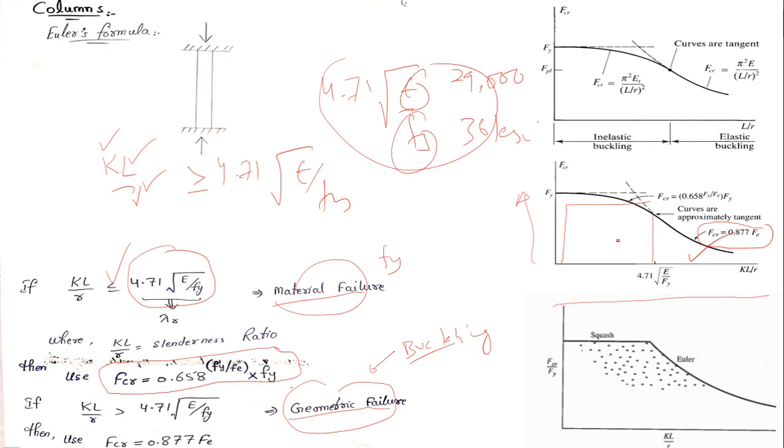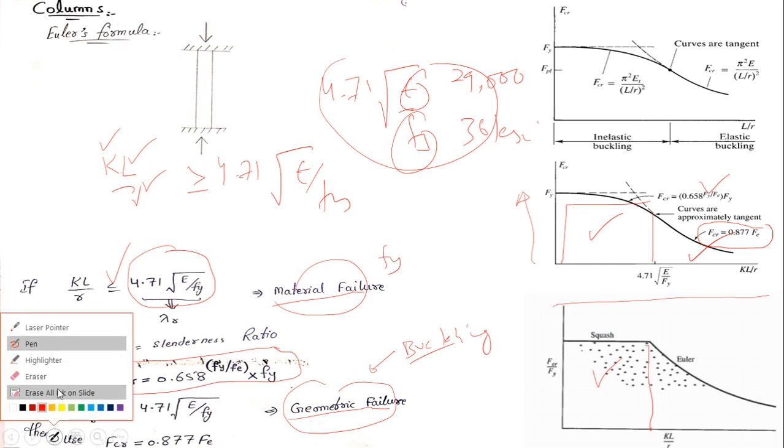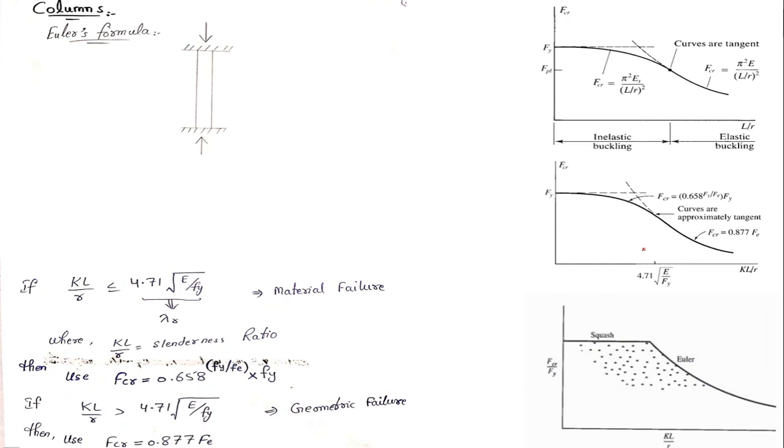It means when you are in this region, you are in the squash region. You are using a squash equation, and this is the squash equation. It should be very clear to you. If your KL by R value is lesser than 4.71 square root of E by Fy, it means you will use a squash equation for design, and that would be F critical equal to 0.658 power Fy divided by Fe, into Fy. This is Fe, the effective stress.